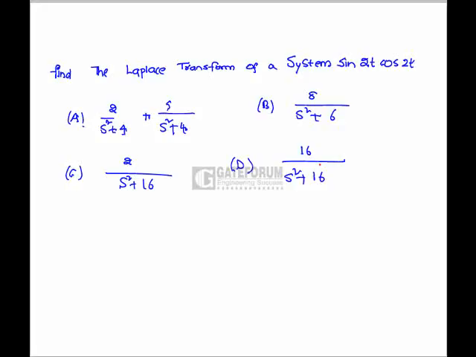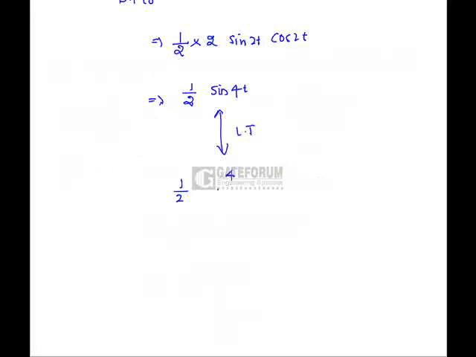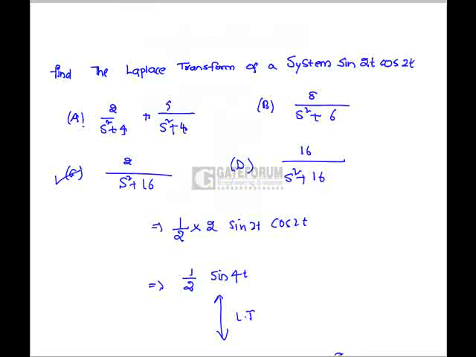Question is, find the Laplace transform of a system that is sine 2t cos 2t. Here, if we multiply the input signal by 2 and divide it by 2, sine 2t cos 2t, we can write it as sine 4t over 2. So if we apply the Laplace transform to this signal, 1 by 2 times 4 divided by s square plus 16, which is nothing but 2 by s square plus 16. That is nothing but option C is correct.